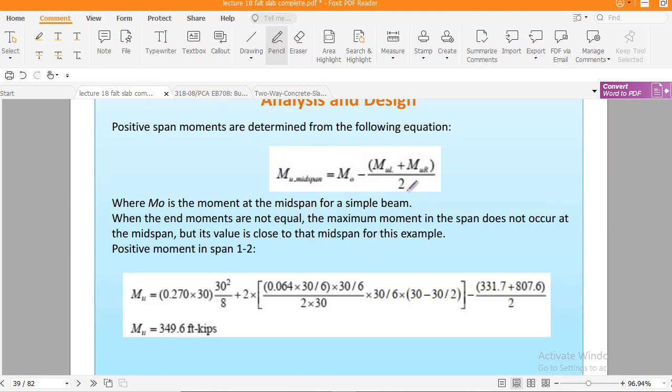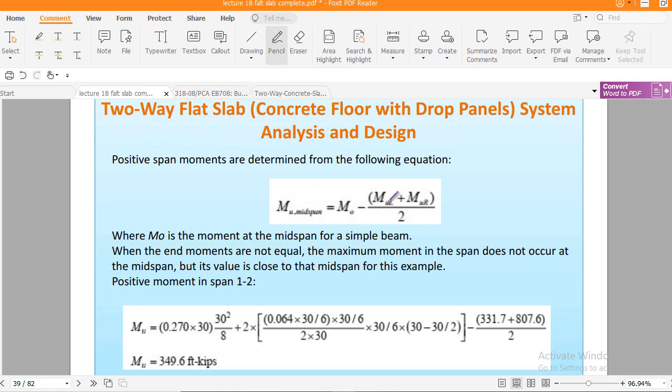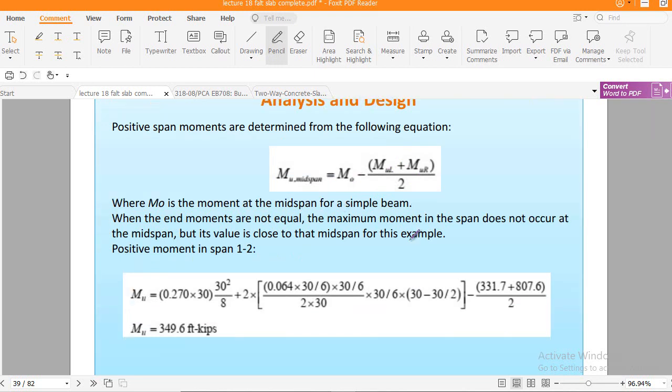This equation can be used: M0 minus the left end moment plus the right end moment divided by 2. But remember, this equation is used when the left and right moments are the same, where M0 is the moment at mid span for a simple beam, that is q u L2 into L1 squared divided by 8.